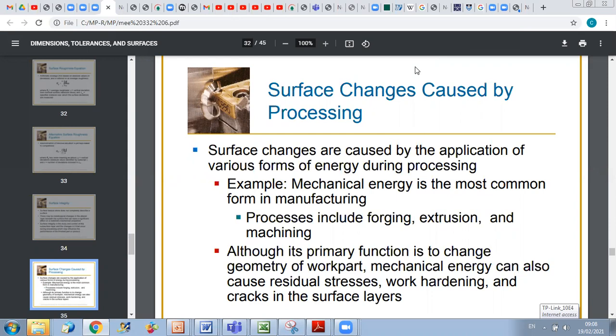Now, although the primary function is to change the geometry of the work part, sometimes mechanical energy can also cause residual stresses or work hardening or cracks in the surface layers. And all of these issues will affect the integrity of the surface because they will change the characteristics of this sublayer beneath the surface.